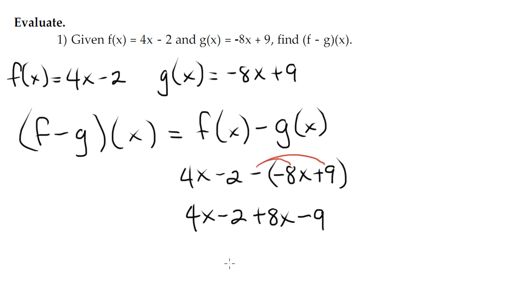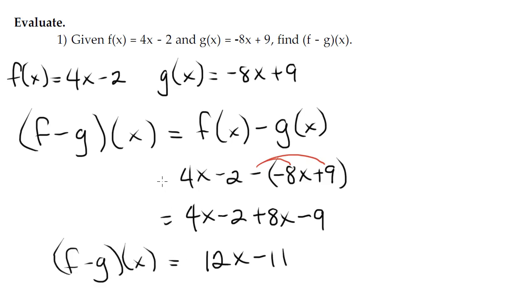Okay? So now we just combine our like terms. 4x plus 8x is 12x, negative 2 minus 9 is negative 11. So that's my f minus g of x. It's equal to 12x minus 11. That's our solution there.